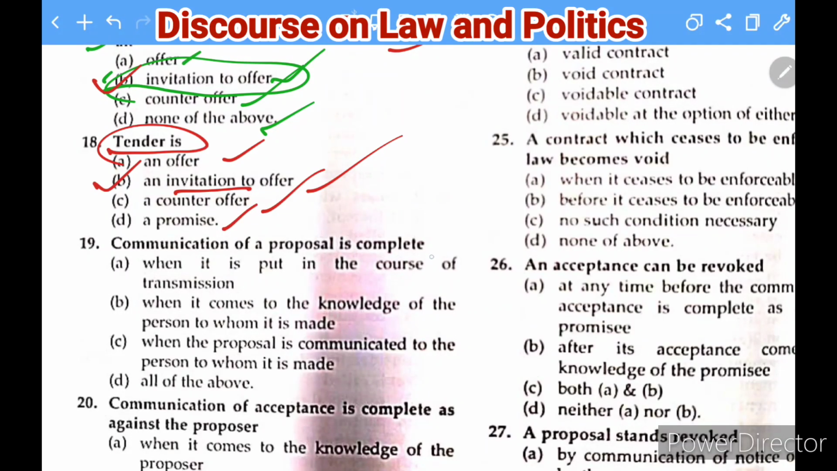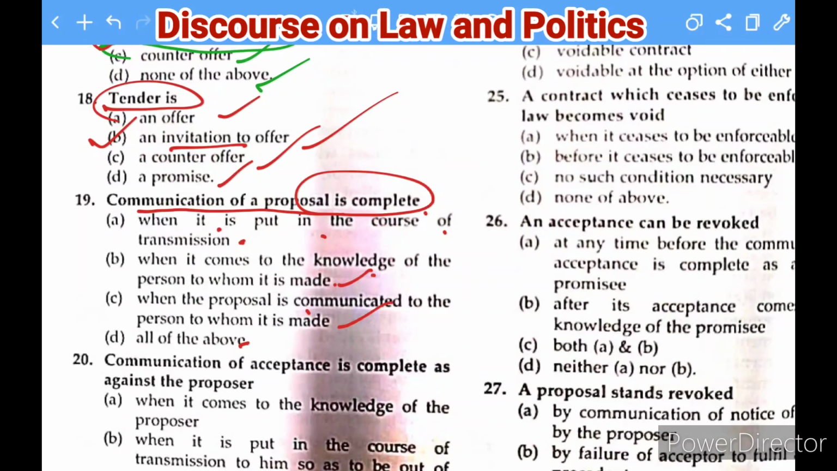Communication of a proposal is complete. When would the communication of a proposal be complete: when it is put in the course of transmission, when it comes to the knowledge of the person to whom it is made, when the proposal is communicated to the person to whom it is made, or all of the above. So when is the communication of the proposal complete? Just give your answer.